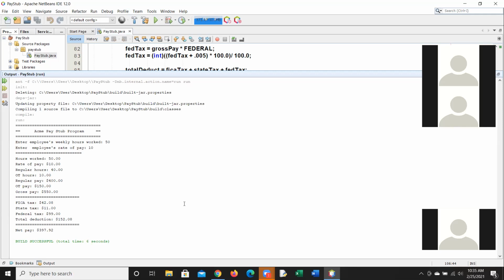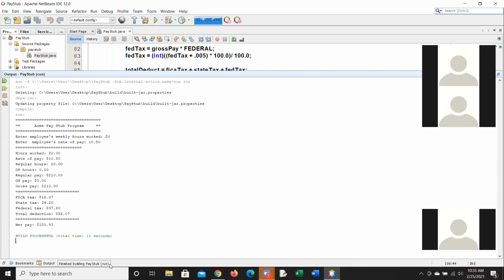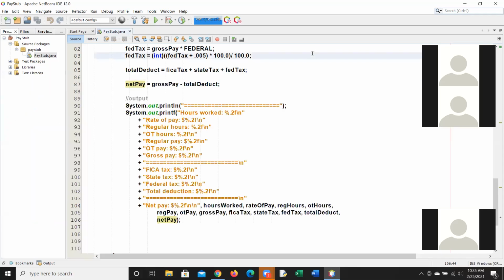Program looks pretty good. So now I'm going to check it again for something under 40 hours. So I'll just put in 20 at $10.50 an hour. And you can see here, you got your OT hours at 0, your OT pay at 0, gives me the total of $210. Okay. My taxes are taken out. And if I add these two together, they come out to 210. So it's looking pretty good that our program is running really well.